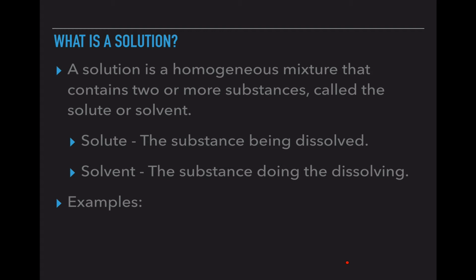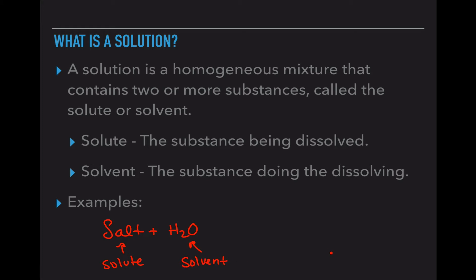So the first thing we have to define is what a solution is. A long time ago, earlier in the year, we talked about a solution being a homogeneous mixture that contains two or more substances called the solvent and solute. The solute is the substance actually being dissolved, and the solvent is the substance doing the dissolving. So examples are salt and water. In this example, the salt is the solute because that is being dissolved, and the water is the solvent, which is doing the dissolving.